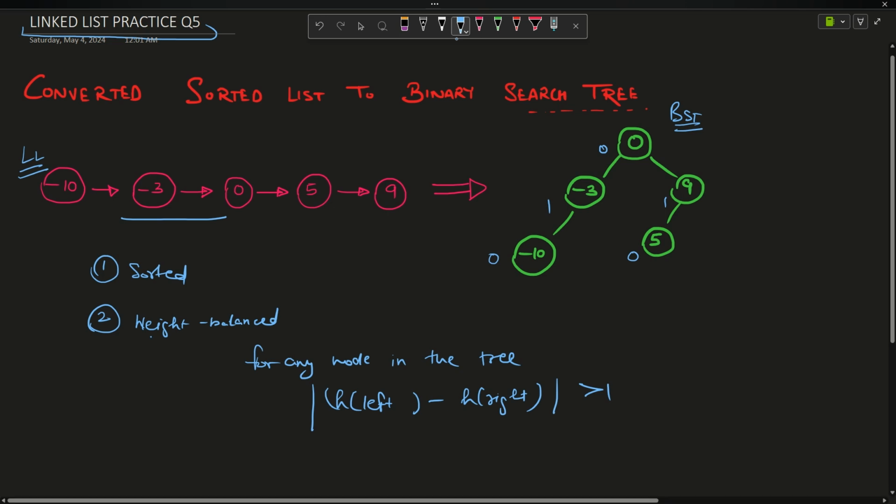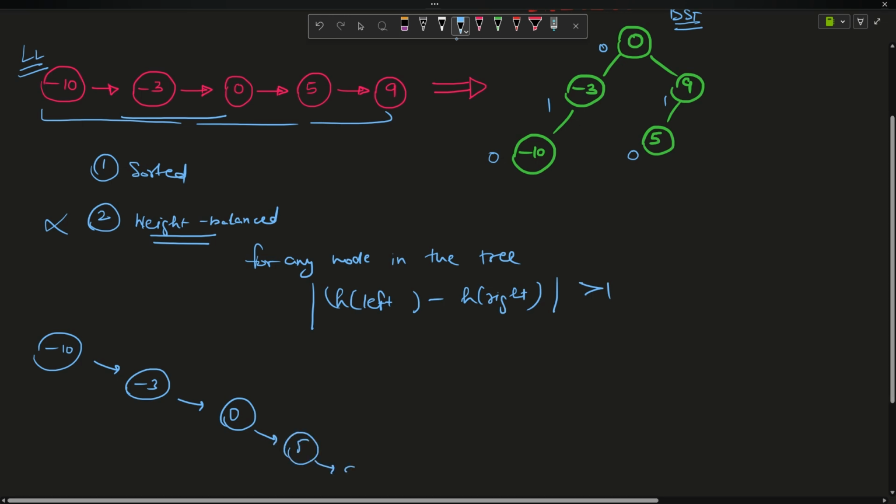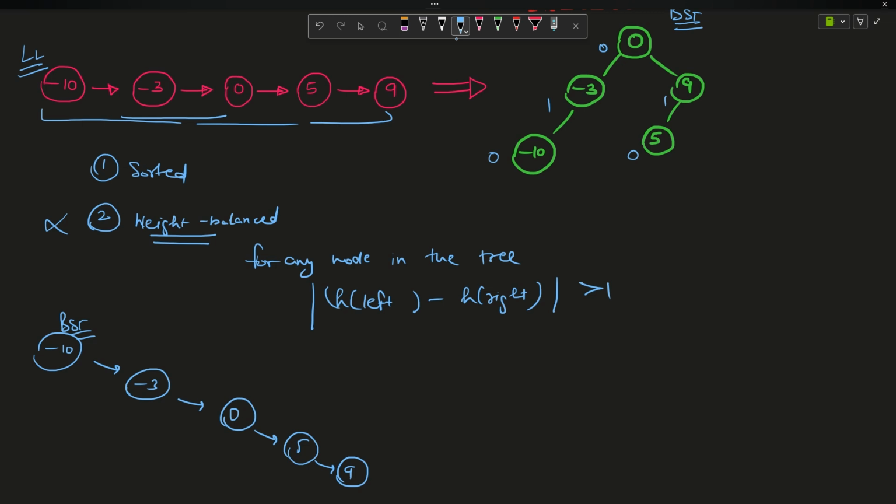Why is this property important for this question? Why is this constraint important for this question? So you can see that if I remove this condition, then you can actually make this linked list into a BST without any difficulty, right? You can just do that minus 10, the right part is minus 3, the right part is 0, the right part is 5, the right part is 9. And now you can see that all this is also a BST. This is not height balanced, but this is a BST also, right? So the difficulty of the problem is decreased when we remove the height balance property, right?